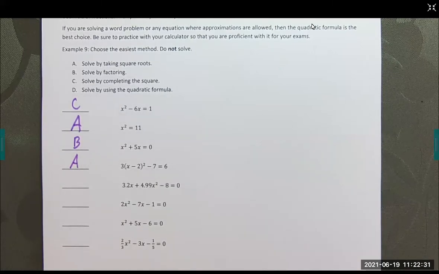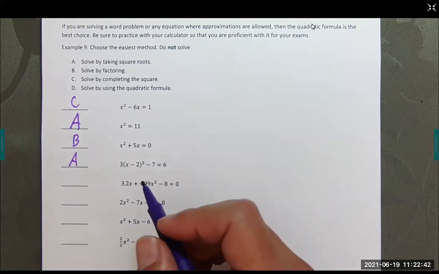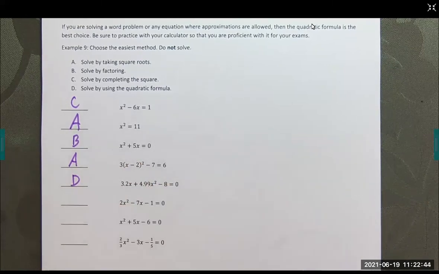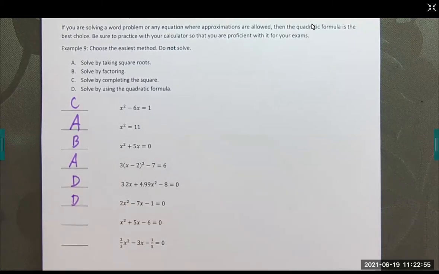When you have decimals already in it, and even if you get rid of the decimals, you're going to get massive numbers. This one I would definitely use quadratic formula. I wouldn't even bother getting rid of the decimals. I just keep it as it is. That would solve with the quadratic formula. This next one, it's not factorable, I don't think, so I would go straight to the quadratic formula. So D for that one as well.